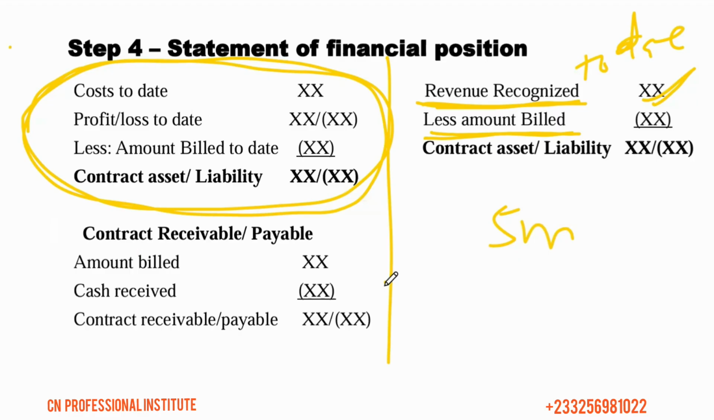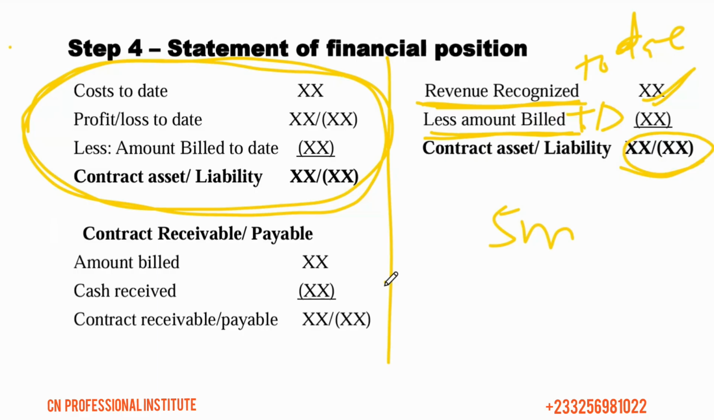So you compare the revenue you've recognized with the amount billed. And that one is also to date. Don't forget the amount billed is also TD, to date, because these financial position items are cumulative. Are you getting it? And then you get your contract asset or liability. So if the revenue recognized is more than the amount billed, you get your contract asset. On the other hand, if the amount billed is more than the revenue recognized, then you get a contract liability.